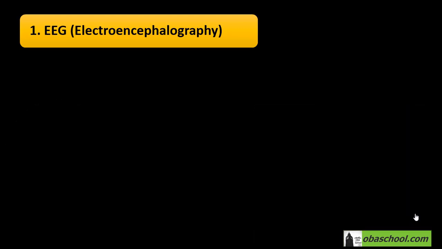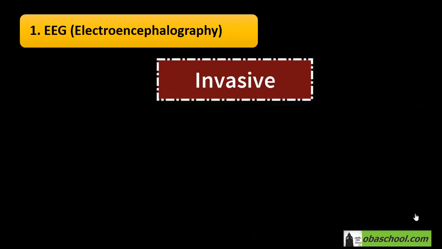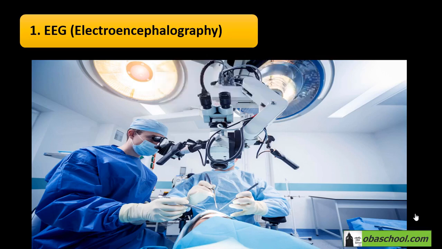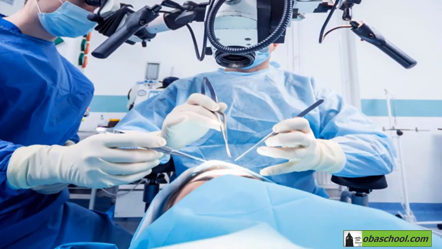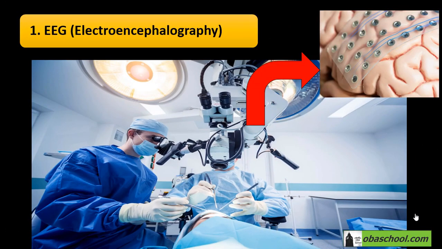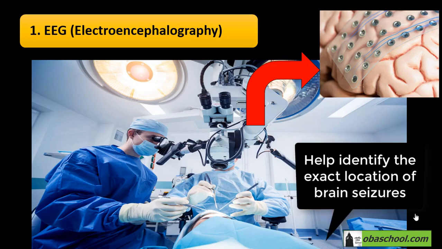EEG can also be invasive. When we say invasive, it means that a surgery is required. A surgery is required to open the skull and insert the electrodes internally on the brain. This procedure helps doctors identify the exact location of brain seizures.